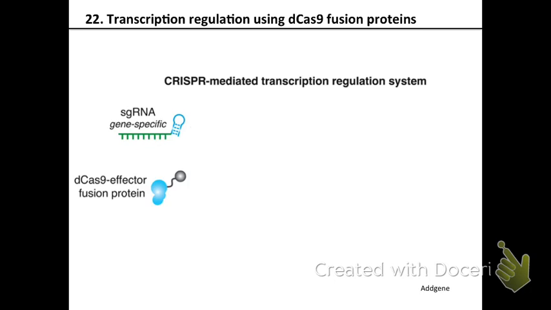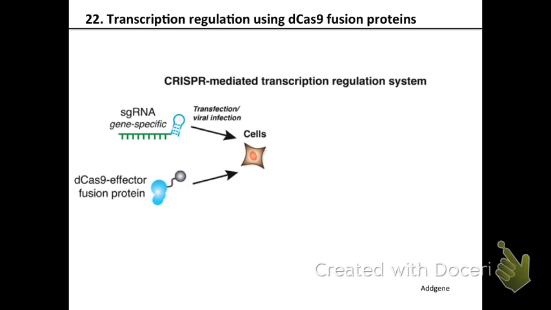All right, so what can you do? What researchers have done is they developed a CRISPR-mediated transcription regulation system. So what you can do is you can take your Cas9 and clone it such that you can fuse a protein, whatever protein you want, to the C-terminus of Cas9. Okay? So you fuse whatever protein you want to the Cas9, and then you can use an sgRNA that's gene-specific, and then target your protein here, right? Whatever protein you want, to a specific site in the genome.